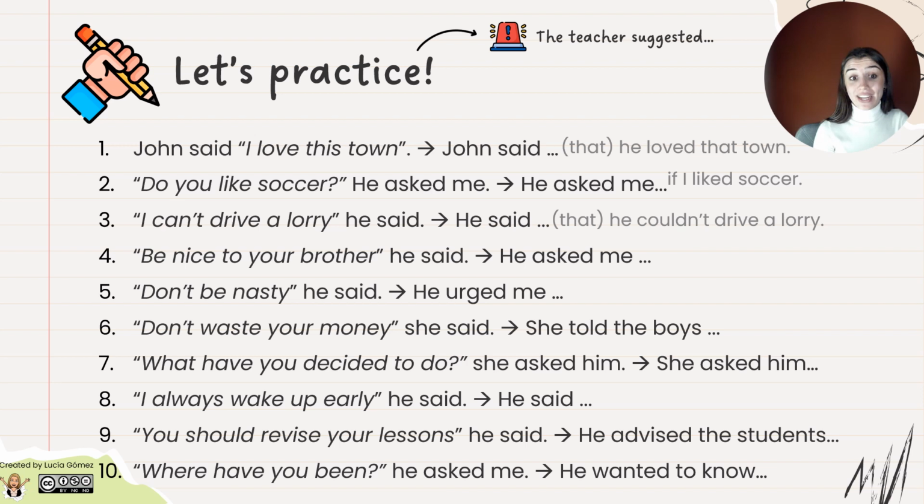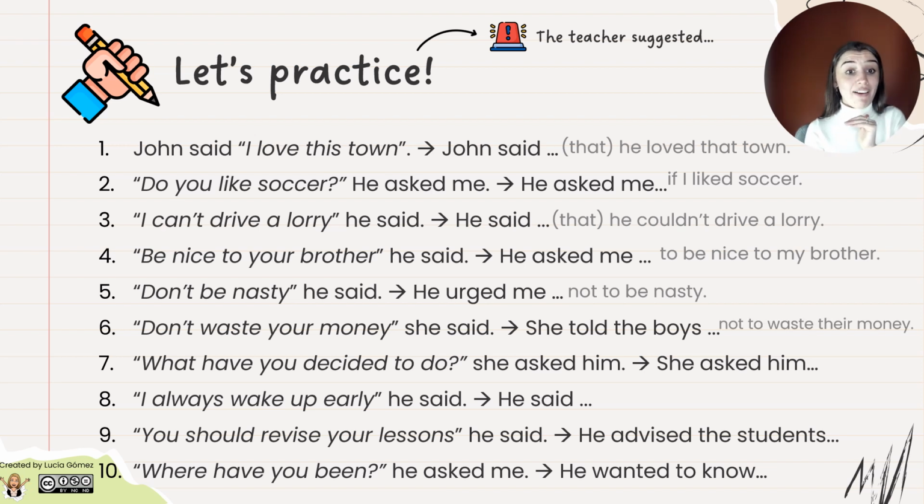Be nice to your brother, he said. He asked me to be nice to my brother. The big problem here is that we find something like asked. Decimos como, uy, es que me ponen de repente asked y yo no tengo una pregunta. Claro, tenemos que tener en cuenta, tal y como veremos en otros vídeos, que ask no es solo preguntar, sino también pedir. En este caso, pues sería pedir y por tanto lo introducimos como una orden. Al ser afirmativa, pues con to. Sin embargo, on sentence number 5, don't be nasty, he said. He urged me not to be nasty, and something similar happens in Don't waste your money, she said. She told the boys not to waste their money.